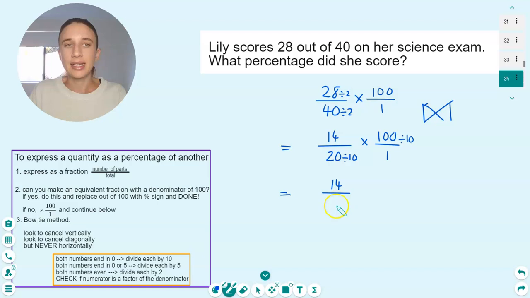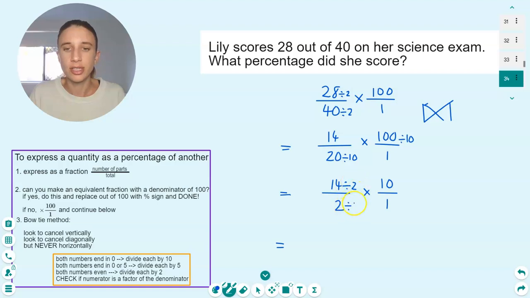20 divided by 10 is 2. 100 divided by 10 is 10. We're getting it simpler with each step, okay? So now, what else have we got? Sometimes you can see, so I'm just looking to cancel further and further. What have we got? I could cancel that more too. I can cancel this vertically more because if both numbers are even, you can keep canceling. So they are divisible by 2, right?